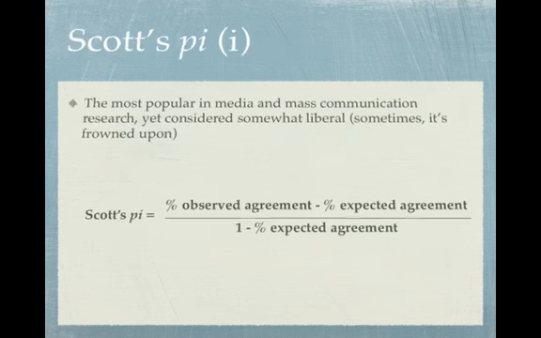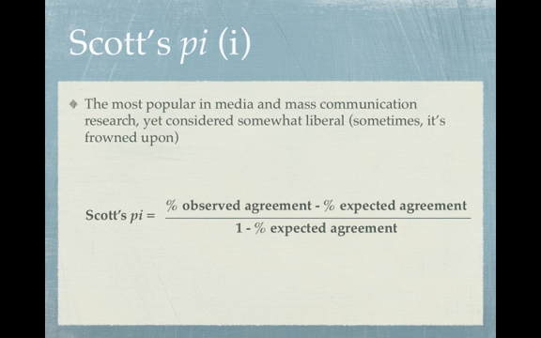So we now move on to Scott's Pi, which is by far the most popular formula used to calculate reliability, simply because it does not only include an expression of the amount of agreement, the observed agreement, which is relatively the same as the percent agreement that we talked about in the previous example, but also the expected agreement. How much do we expect them to agree relative to their own answers?